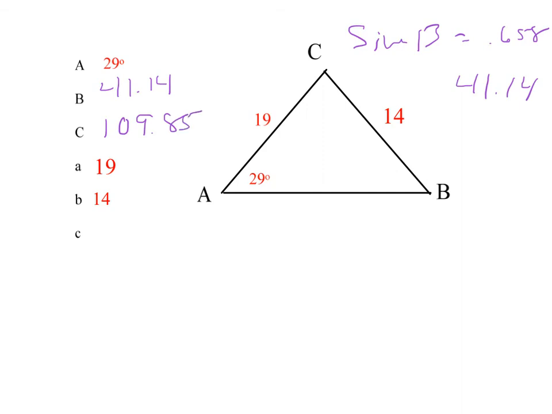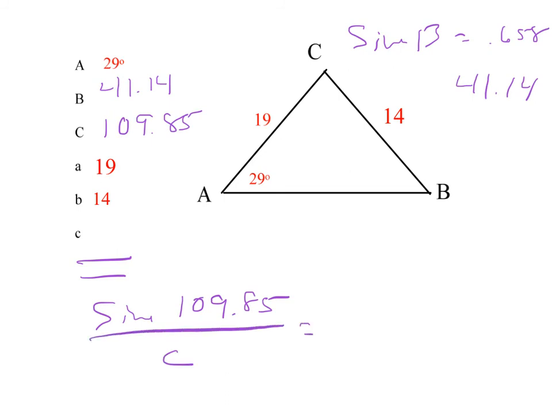Once we have that, we're going to say, okay, we can find our third side C, which now we just use sine 109.85. That is our C angle over sine C is equal to sine of A, which is 29, over 14. Go ahead, whip out your magic calcs, figure out what side C is.